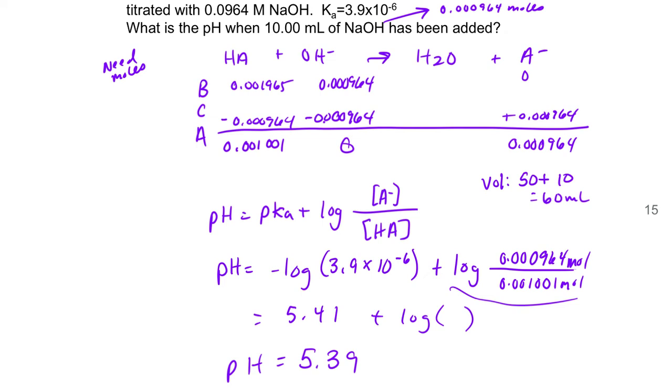Question? How do you know when to use the ICE table or when to use the BCA table? Great question. So we are going to use a BCA table. I like to call them reaction tables because it makes me think, oh, we have to have a reaction, not an equilibrium. And ICE is for equilibrium.